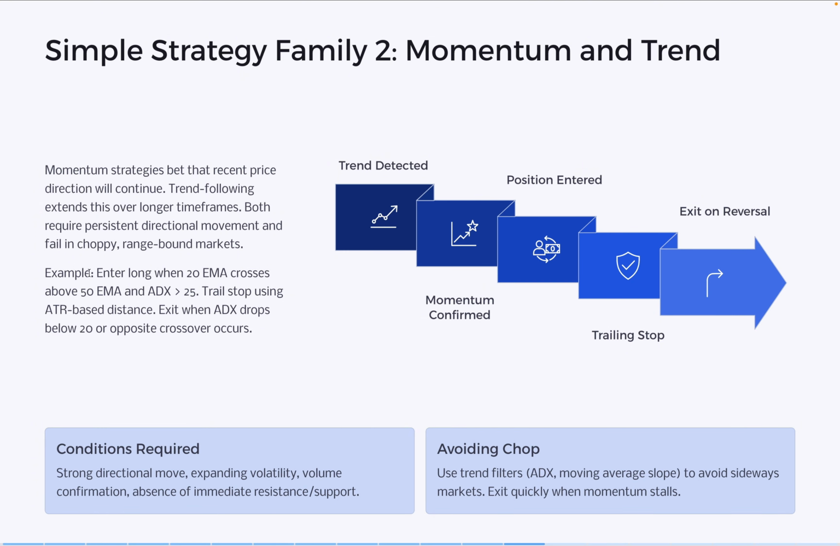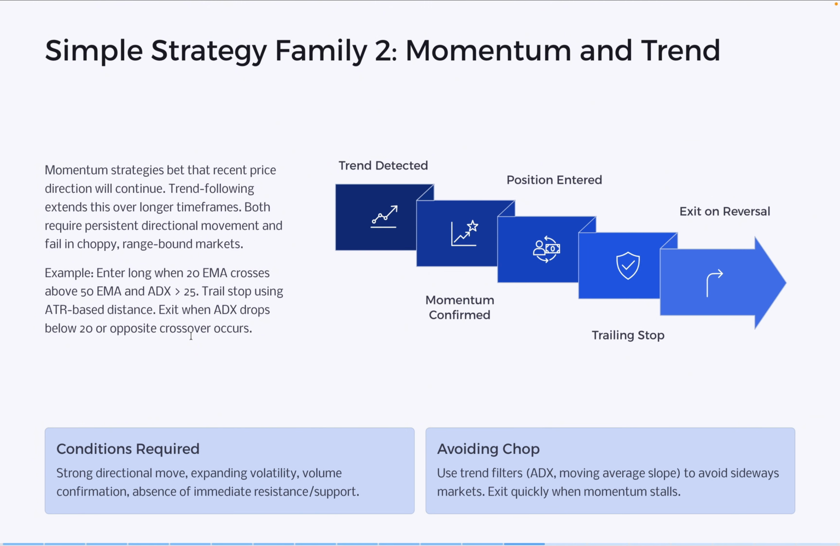So an example would be: enter long when 20 EMA crosses above 50 EMA and ADX is higher than 25. And you can use, for example, a trailing stop using an ATR-based distance, and exit when ADX drops below 20 or an opposite crossover occurs. Okay, so this is the general idea behind momentum and trend trading strategies.